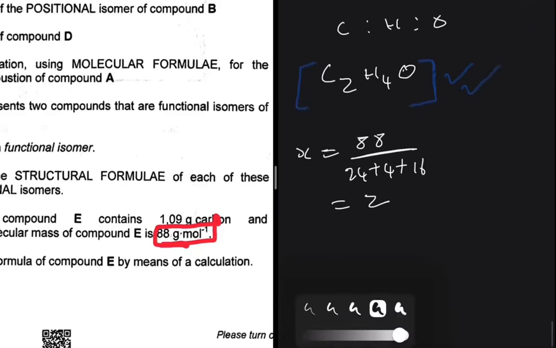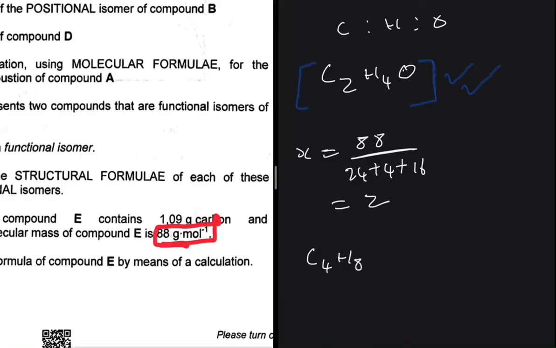So we know that we're supposed to multiply by 2. If we do that, we're going to get C4H8O2. And this is the molecular formula of compound E by means of a calculation.